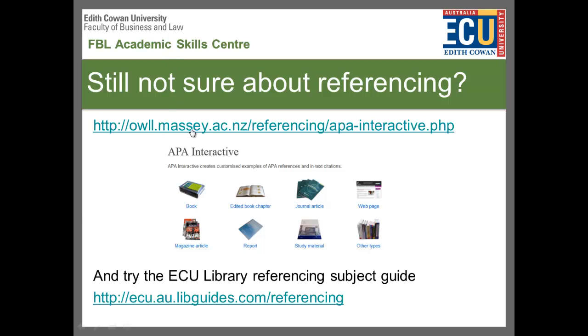Just as a bit of a guide, remember that there are a lot of good references available online. One that we like to recommend is the Massey University APA Interactive Guide. It's available here, and it shows you through examples of books, edited book chapter, journal article, web page, magazine article, report, etc. And also, of course, try the ECU Library Referencing Guide, which you can find at this link below.